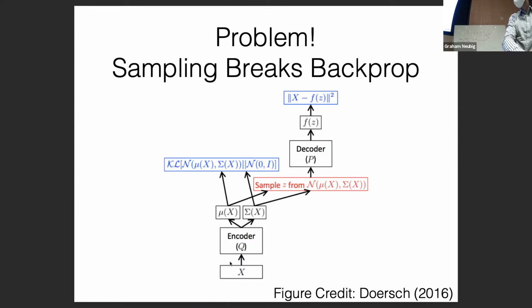So now we can see we have a computation graph with two loss functions. However, the problem is that if we sample Z from the normal distribution here and feed it into the decoder, the loss from this thing here is not going to be able to backprop into the encoder, because sampling is basically an operation that breaks backpropagation. It's choosing a single discrete point, and there's no gradients that can flow through it.